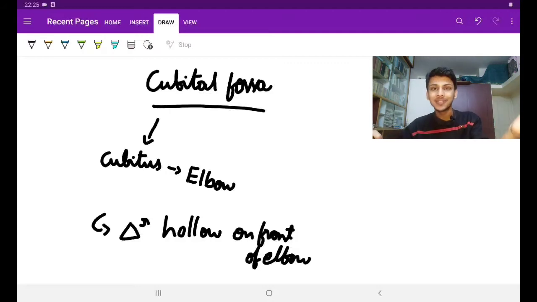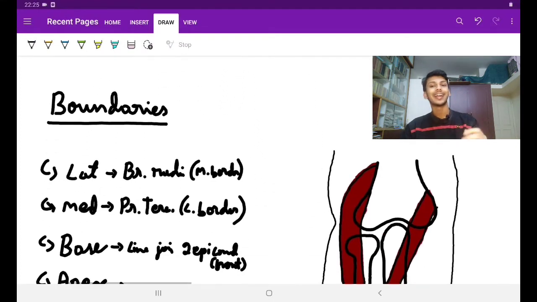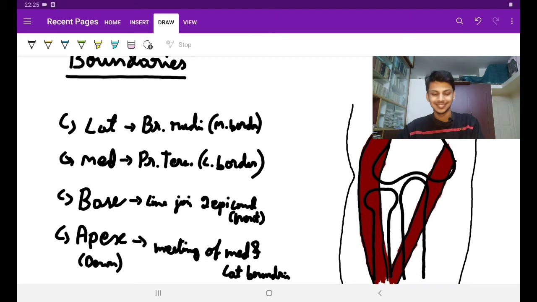Guys, what is cubital fossa? Cubital fossa is a triangular depression in the elbow region. Cubitus is basically the elbow. It's a Latin word for elbow, and fossa is a depression. So a triangular hollow or triangular depression in the elbow region is the cubital fossa. Now we'll study that under the headings of boundaries and contents and an interesting clinical importance too.